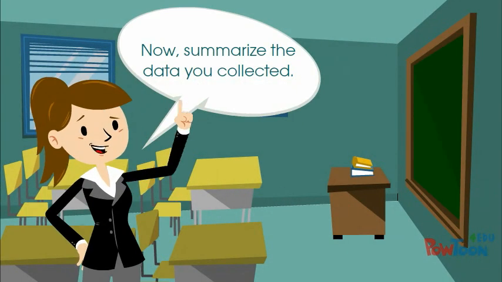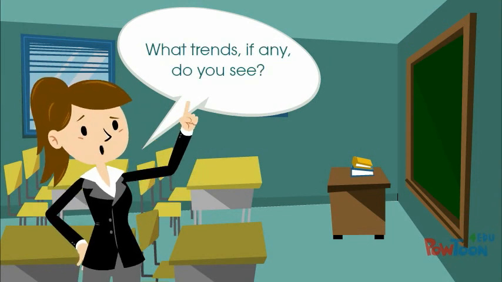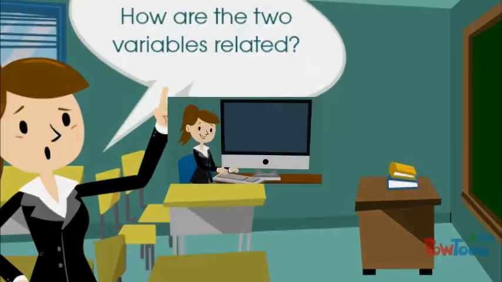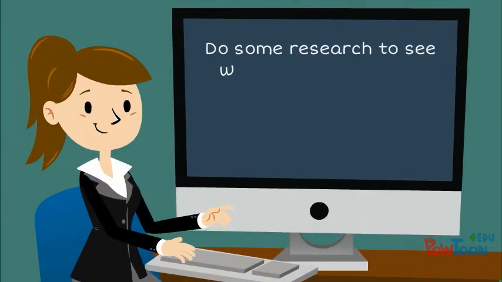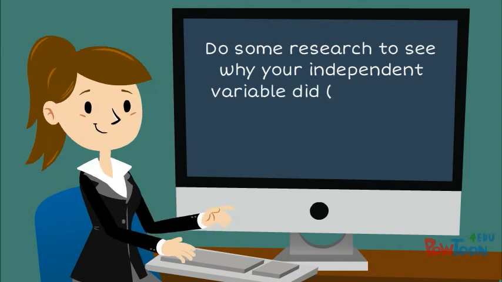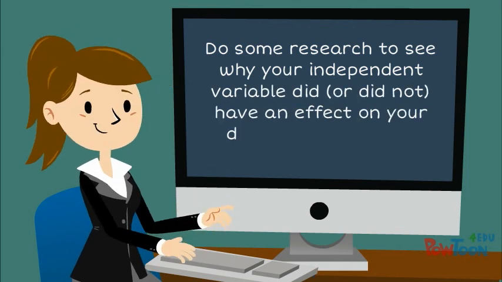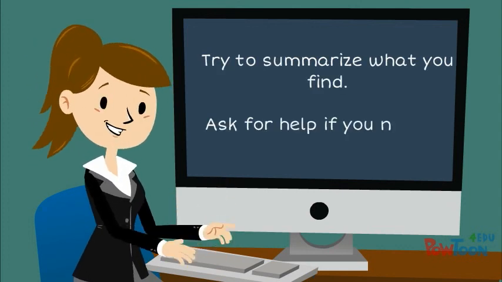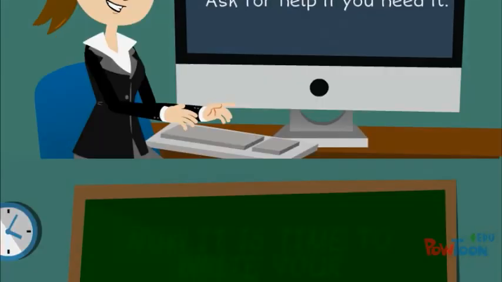Now summarize the data you collected. What trends, if any, do you see? How are the two variables related? Do some research to see why your independent variable did or did not have an effect on your dependent variable. Try to summarize what you find. Ask for help if you need it.